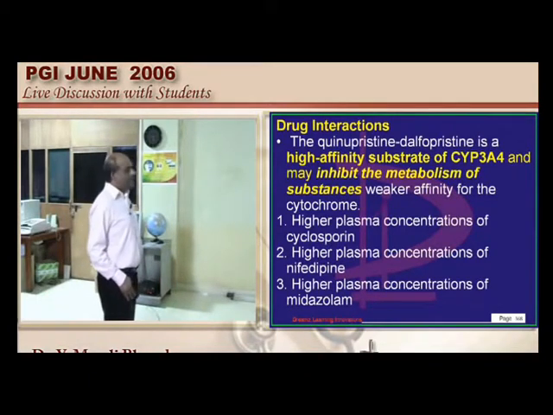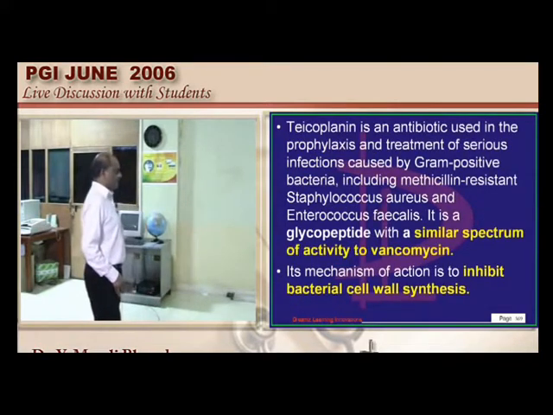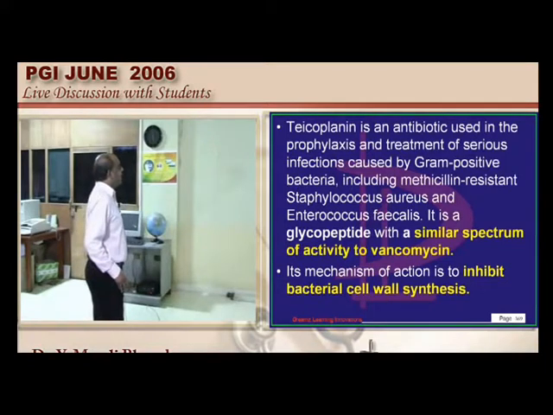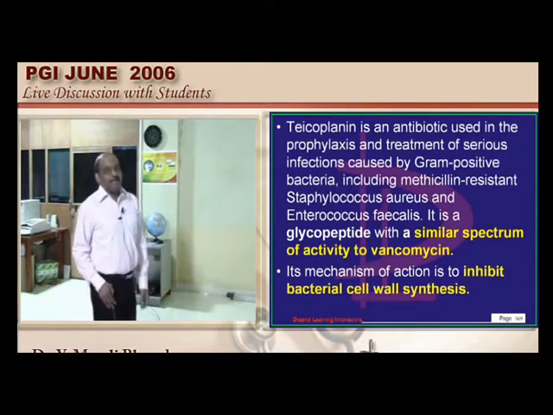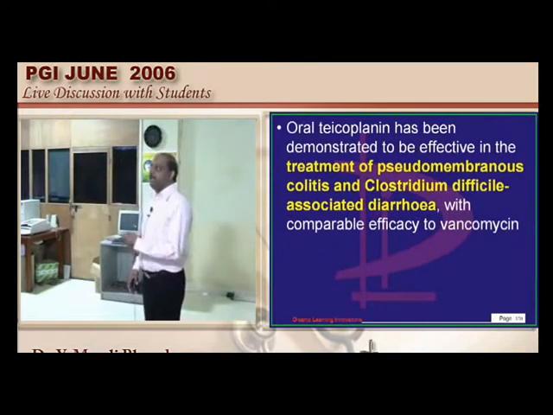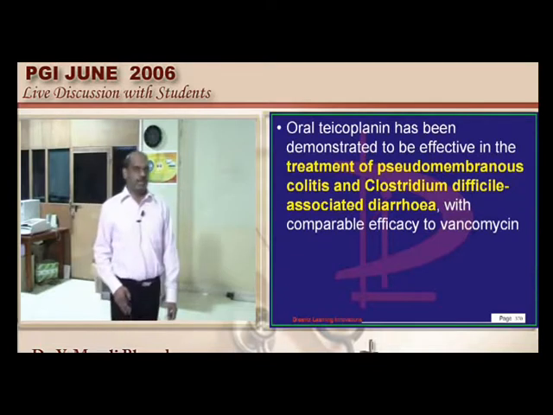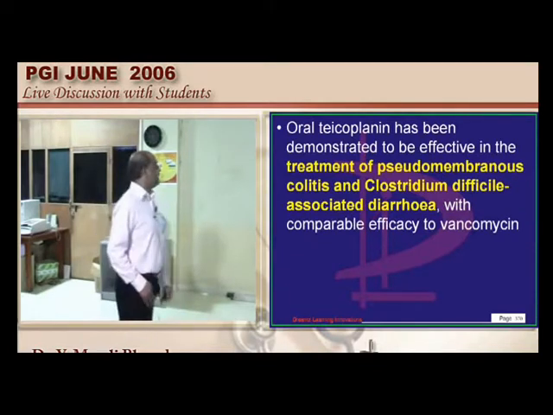Then you have teicoplanin, which is active on gram-positive organisms, including methicillin resistant Staph aureus. It is a glycopeptide and has a wonderful activity and spectrum similar to that of vancomycin, is what I like to underscore to all of you. Now let's go to the next question. What is the specific indication of teicoplanin? Teicoplanin is specifically effective against the pseudomembranous colitis caused by Clostridium difficile.